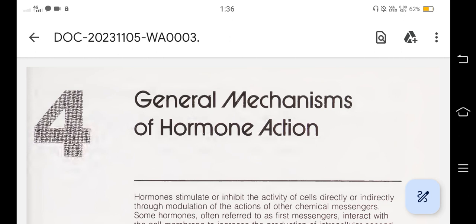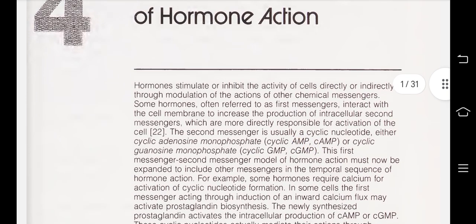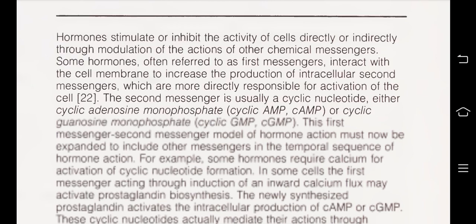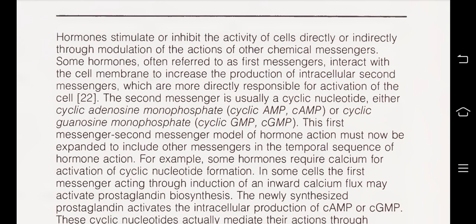Internal mechanism of hormone action. Hormones stimulate or inhibit the activity of cells directly or indirectly through modulation of the actions of other chemical messengers. Some hormones, often referred to as first messengers, interact with the cell membrane to increase the production of intracellular second messengers, which are more directly responsible for activation of the cell.